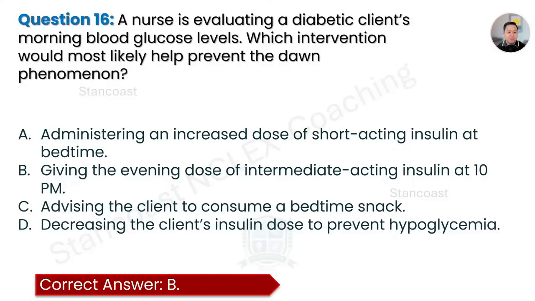Okay. Now, letter D, another incorrect option. The dawn phenomenon is caused by insufficient insulin coverage during the early morning, and so decreasing the insulin would worsen hyperglycemia rather than improving it.